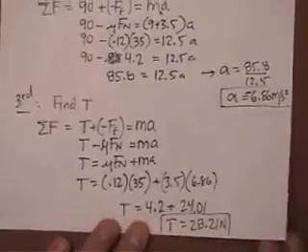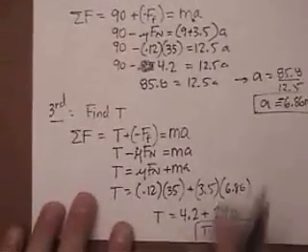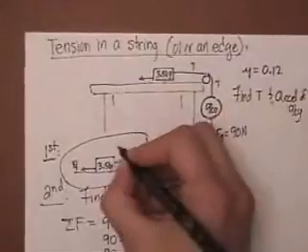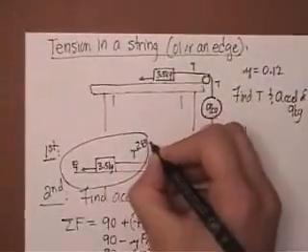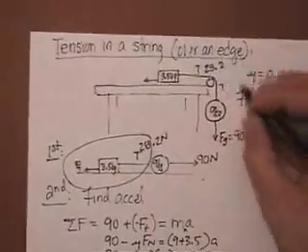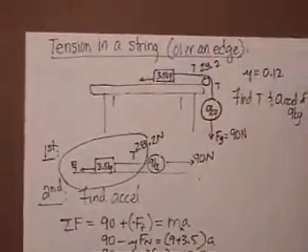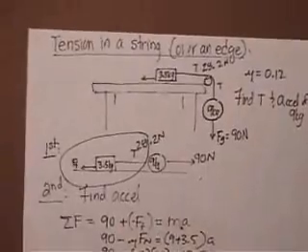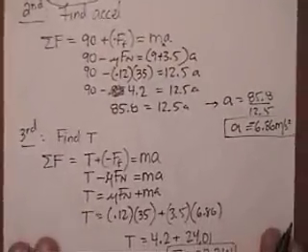Ran out of space just in time. So there you go. Tension is 28.2. So I can put that up here, 28.2 newtons, which is here. So that could be 28.2. This is 28.2. It's 28.2 all over this tension because it's just one string. There you go. Okay.